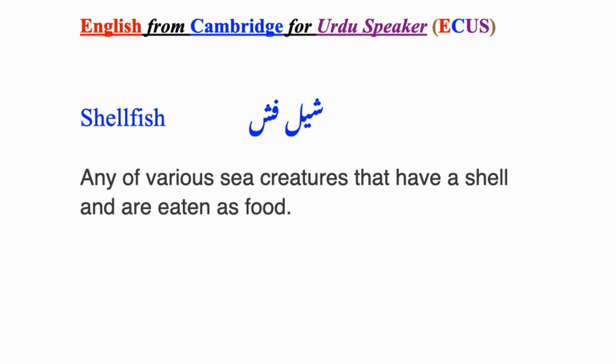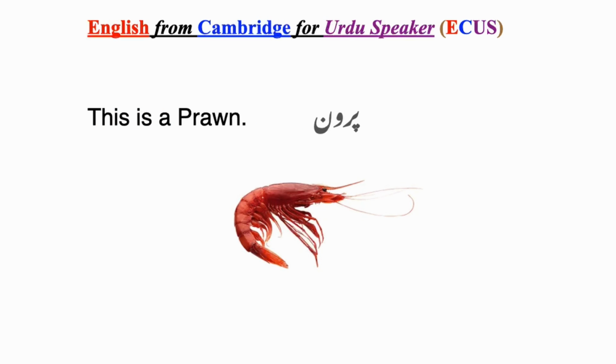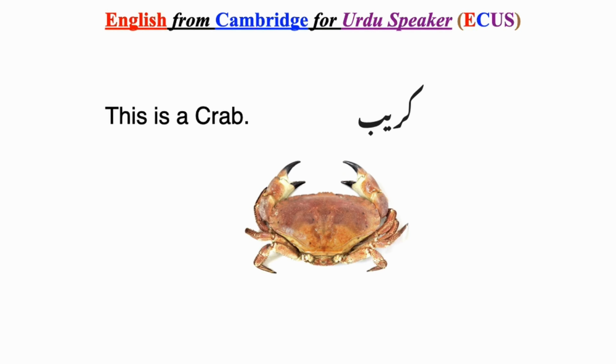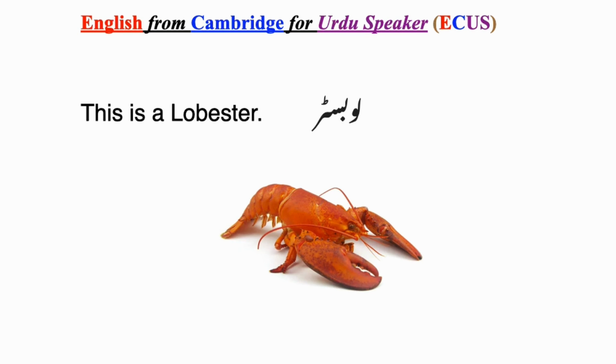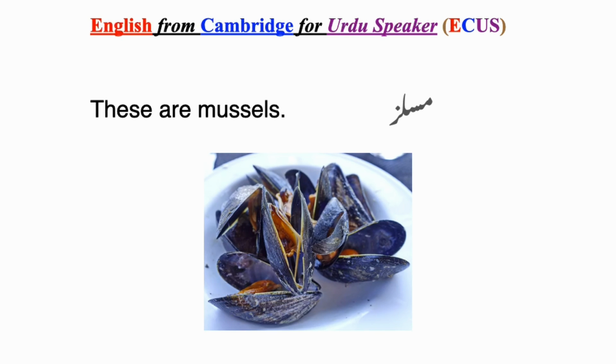Shellfish. Any of various sea creatures that have a shell and are eaten as food. This is a prawn. This is a crab. This is an oyster. This is a lobster. These are mussels.